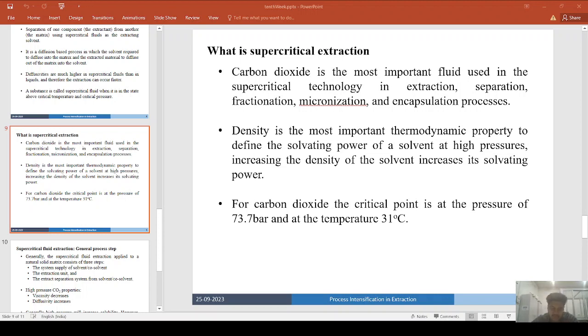In its supercritical state, it is non-polar, and to enlarge the application spectrum to extract bioactive compounds, ethanol, water or both are usually used as co-solvents.